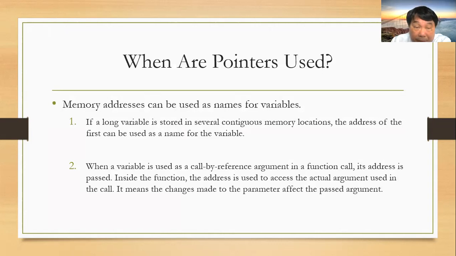The second occasion is when a variable is used as a call by reference argument in a function call, then its memory address is passed. Inside the function, the address is used to access the actual argument used in the function call. So it means the changes made to the parameter affect the passed argument, since only the memory address is passed to the function.